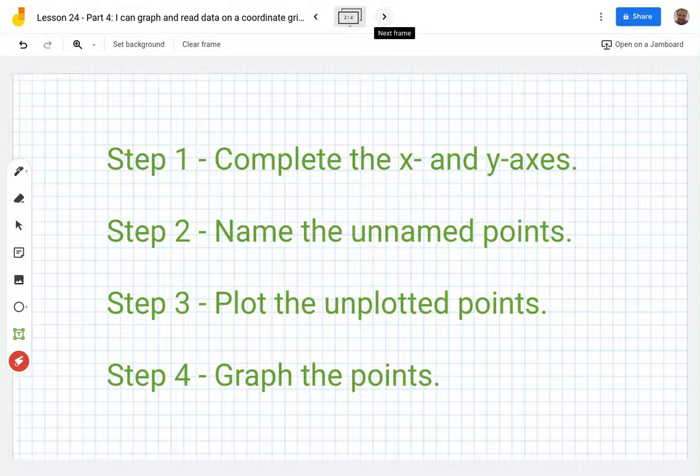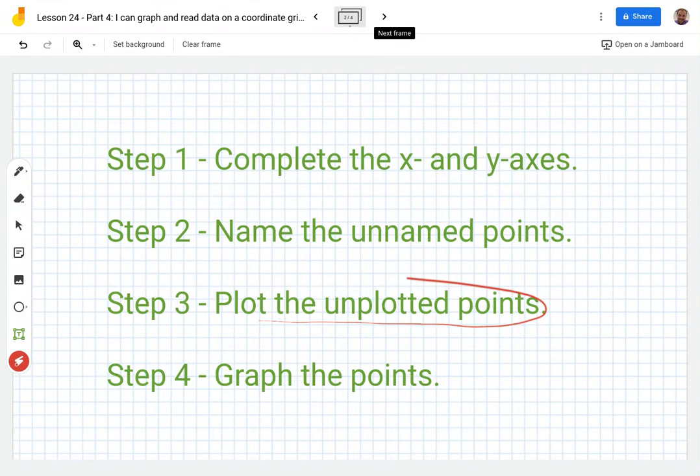In order to complete this work, let's first be clear about our 4 steps. Step 1 says complete the x and y axes. Today, you might find that some numbers on the x-axis or y-axis aren't there. Fill them in. Step 2, name the unnamed points. You might find on some of today's problems that there are points on the grid, but they don't have a name. In that case, you would fill out the table with their name.